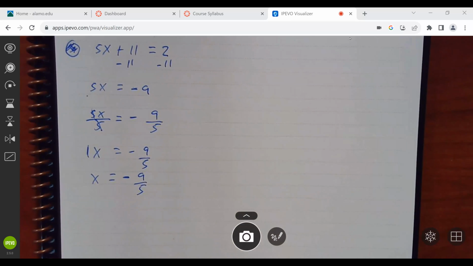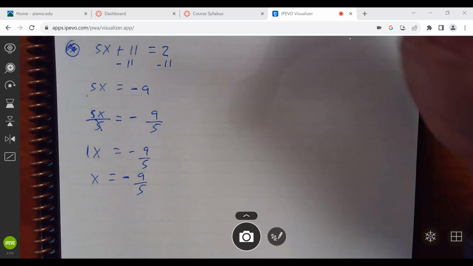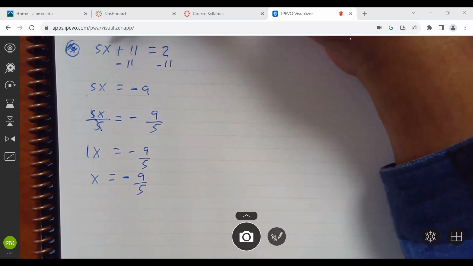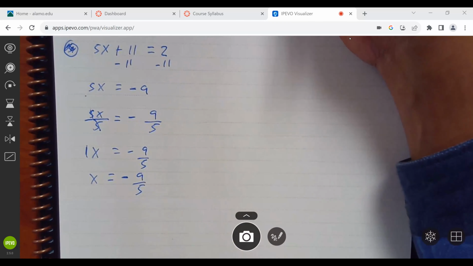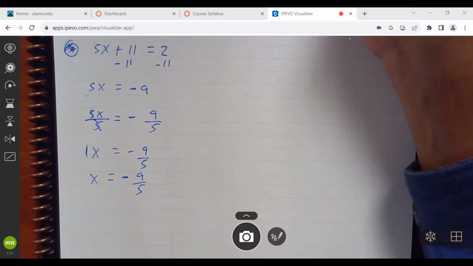Don't try to divide early or you're going to make the question harder. If you divide right now and say, I want to get the X by itself right at the beginning, then you get fractions everywhere. Life will be harder. So don't do it.